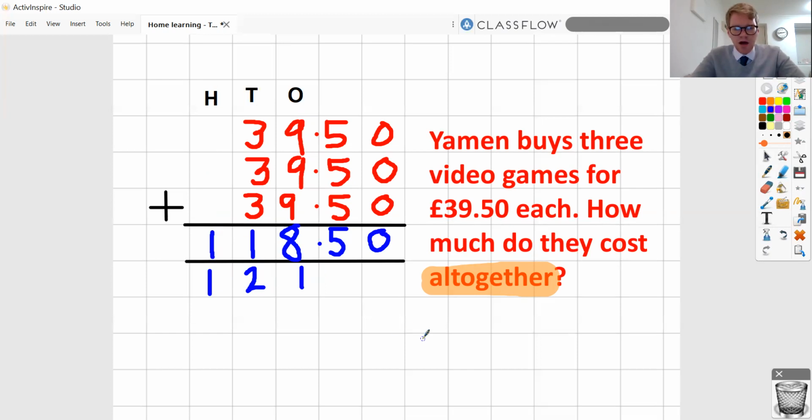So have a look at my calculation there. How much were Yaman's 3 games altogether? How much did it cost him? £118 and 50 pence. Whew, it's an expensive shopping trip, Yaman.